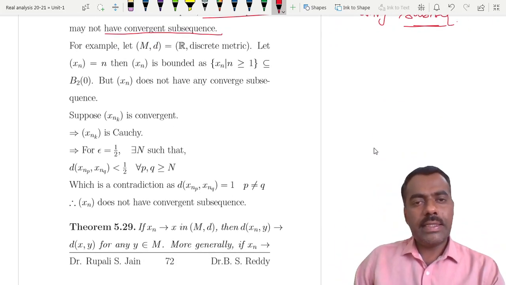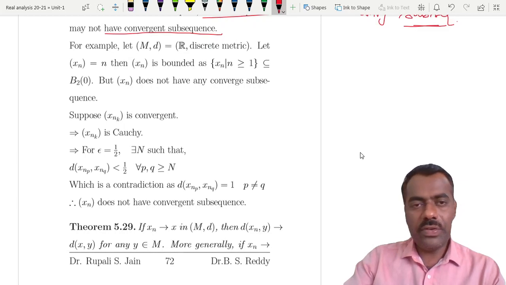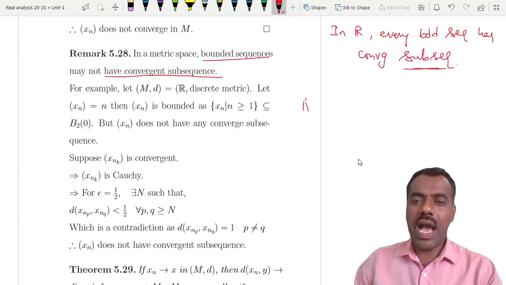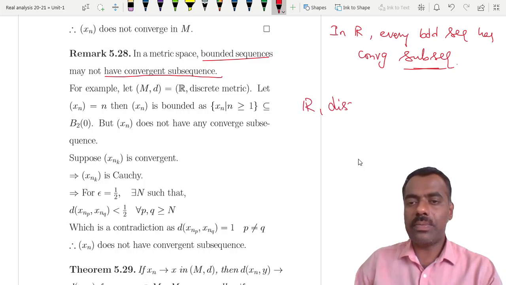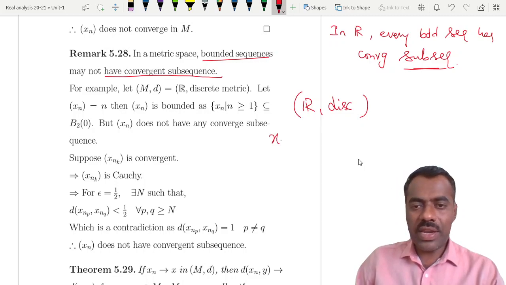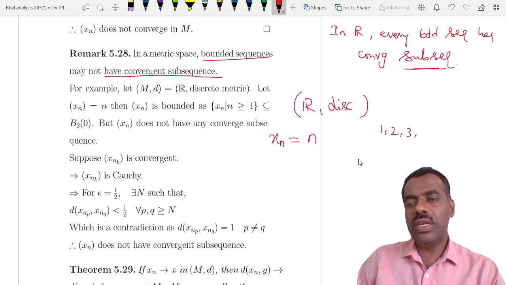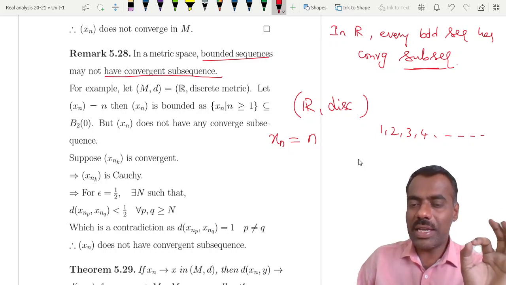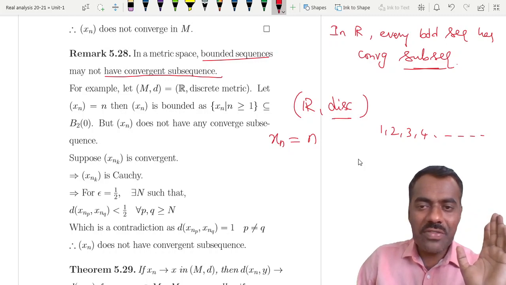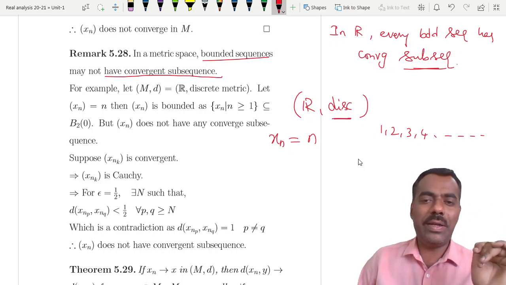How do we show that? Whenever we want to say something like this, most of the time the discrete metric is very useful. So take R together with the discrete metric. That means distance is either 0 or 1. Then you take your xn is n, that means 1, 2, 3, 4 and so on. In R with the usual metric it is not a bounded sequence, but in R with the discrete metric it is bounded. Why?